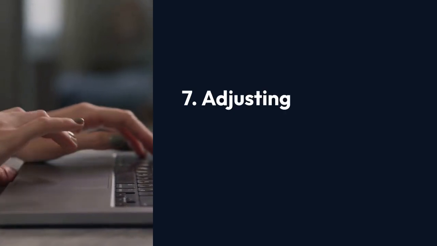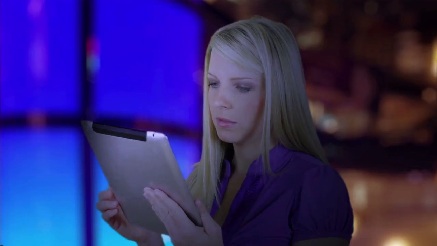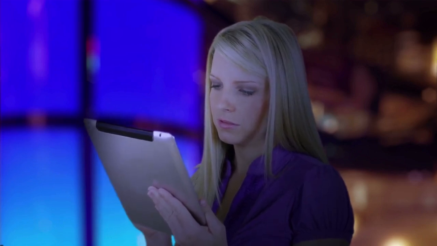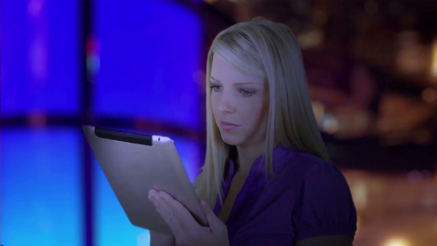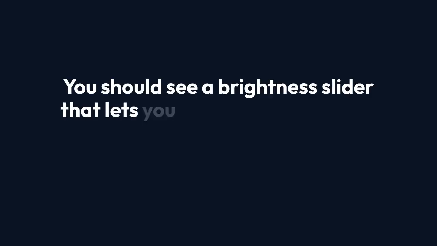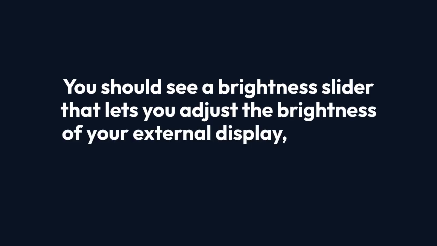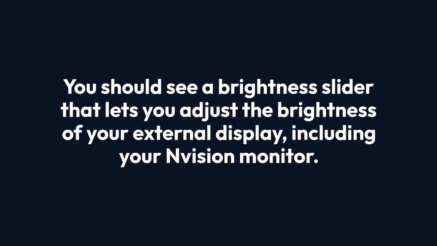7. Adjusting brightness on Mac OS. On a Mac, go to System Preferences and then click on Displays. You should see a brightness slider that lets you adjust the brightness of your external display, including your Nvision monitor.